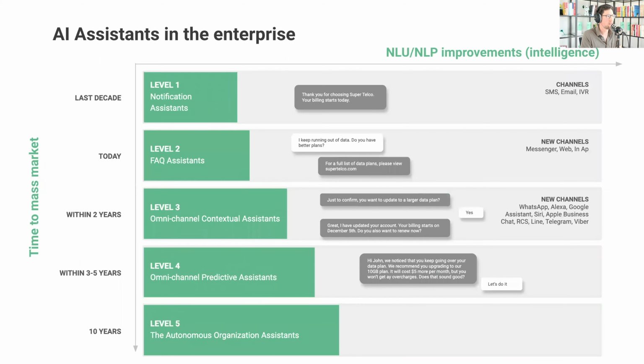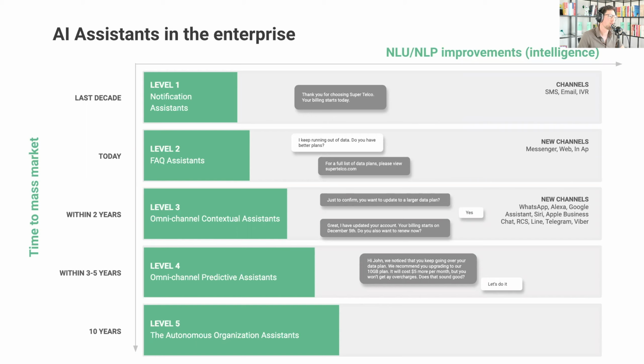Another way of looking at it is the AI assistants in the enterprise, right? So you've got level 1 all the way up to level 5 conversational AI assistants. This is a known framework. Rasa uses it a lot in their talks, right? So in the past decade, everybody was doing notification assistants, right? Thanks for choosing Super Telco. Your billing starts today. And where we are now at level 2 is the FAQ assistant. So we're just helping people, answering a bunch of questions and keeping that simple.